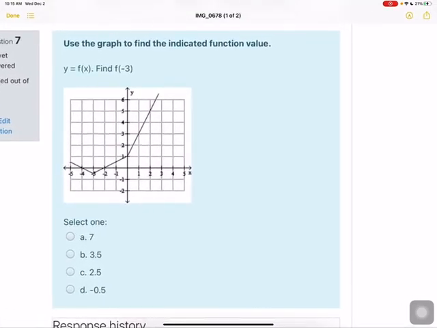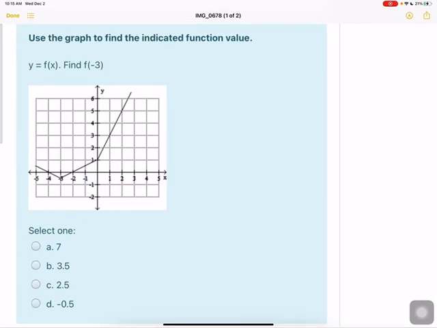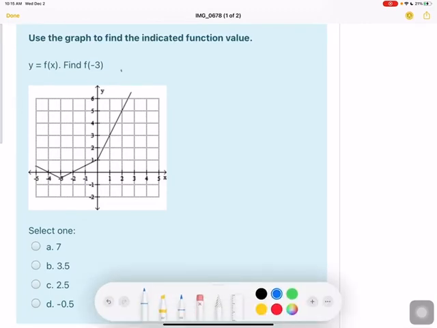Okay, let's use the graph to find the indicated value for the function, the same thing that we've been doing, right? In this case, we are asked to find f of -3. So the same thing, right? -3 is my domain. What is the range? We're trying to find the range.